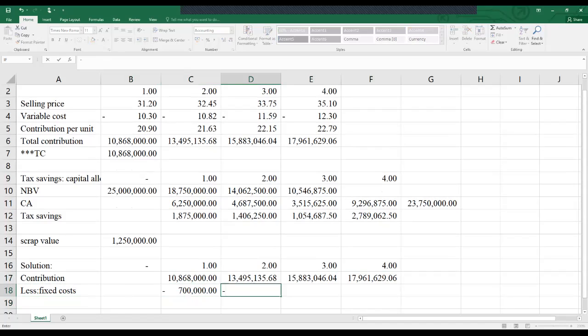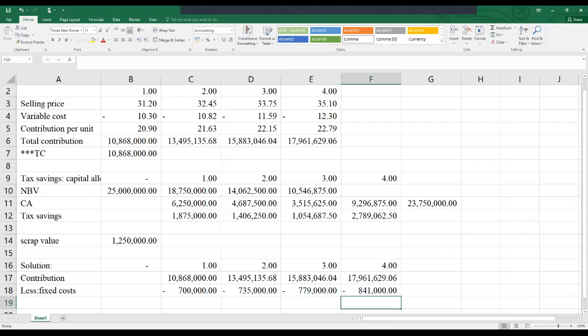Year 2, the fixed cost is 705. Year 3, the fixed cost is 779. Year 4 is equal to 841. Okay, that's fixed cost. What else?